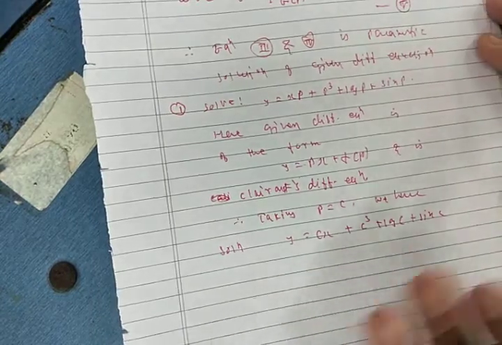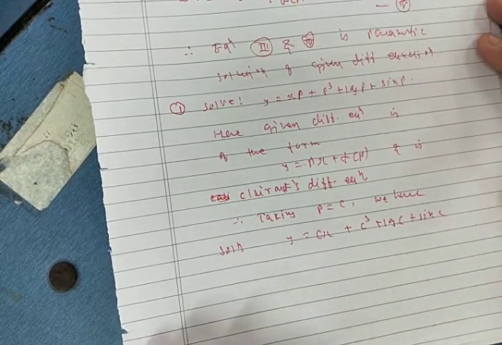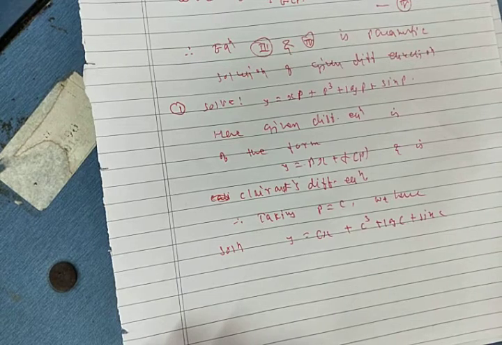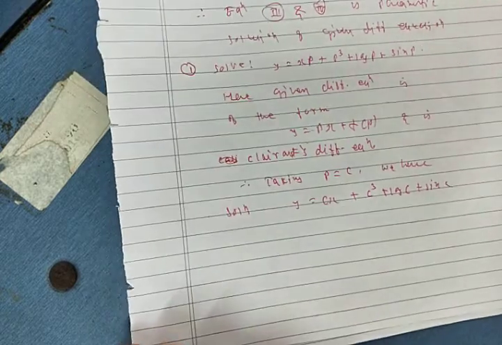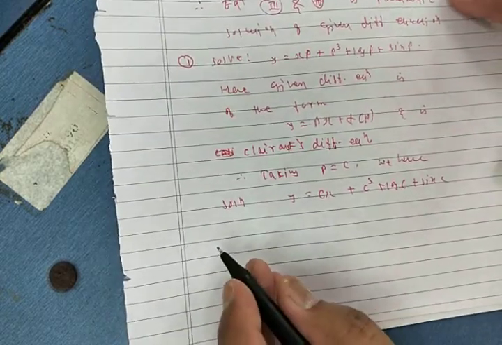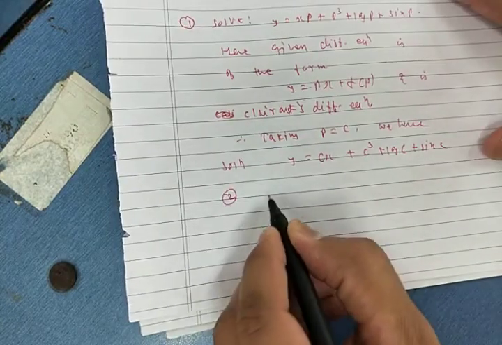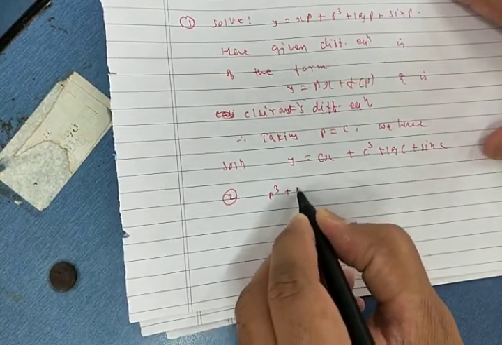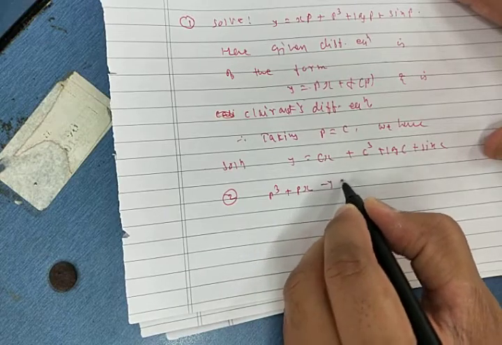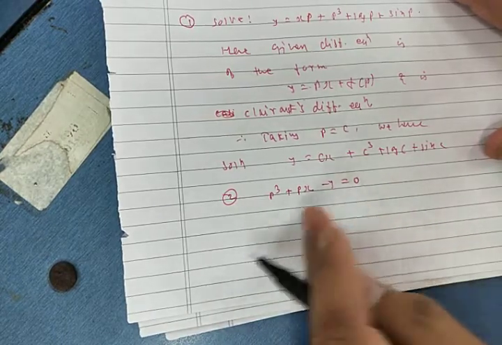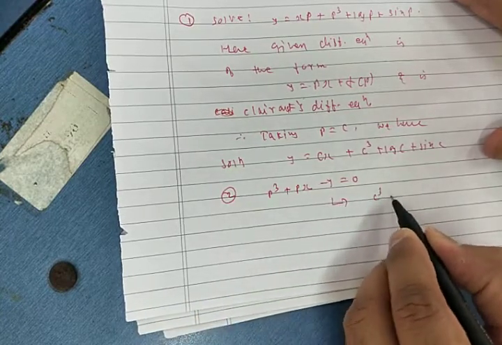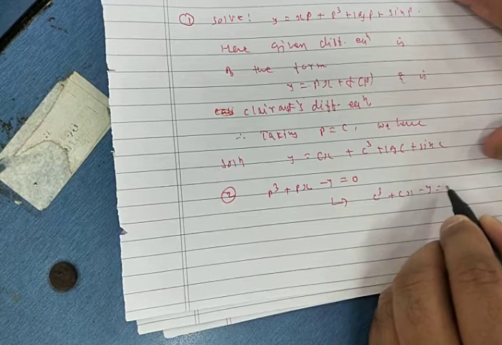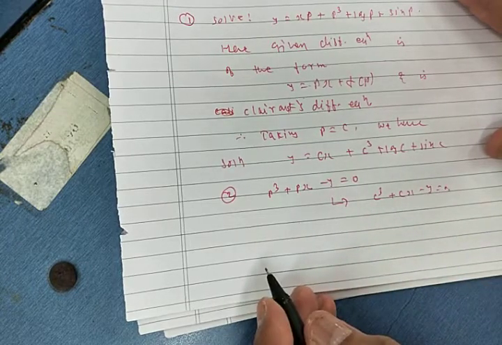Clear? Now this is the way to see that thing. Some examples are of that form. See here. Second one, p cube plus px minus y is equal to 0. So y is equal to px plus p cube. That is also in that form. So its solution is c cube plus cx minus y is equal to 0. Clear?